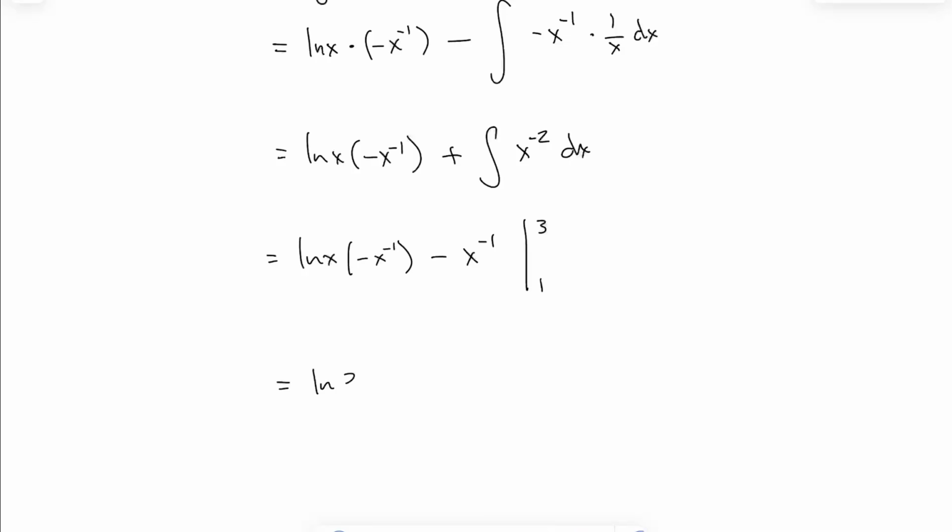So it's going to be ln 3, negative 3 to the minus 1, minus 3 to the minus 1. That was the 3 I plugged in. Subtract. Put some big parentheses, and now the rest of it: ln 1, negative 1 to the minus 1, minus 1 to the minus 1. Like that. All right, that'll do.